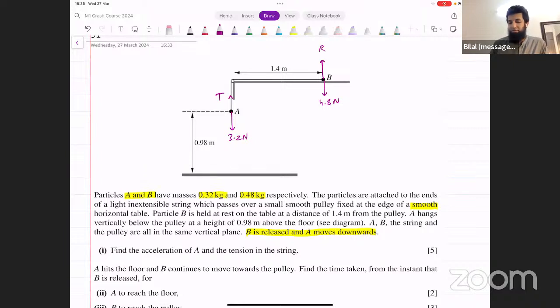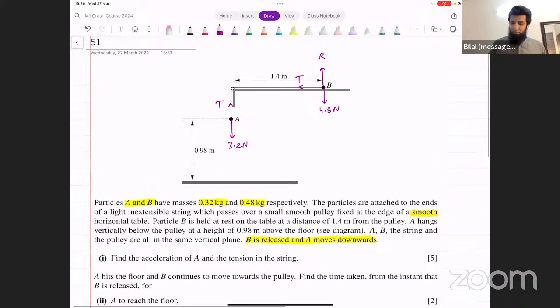That's one of the forces acting. What else? Is there any force acting towards the right side? No. There's a force acting towards the left side, that is tension. Since the surface is smooth, the table is smooth, there's no friction. These are the only forces acting on the particle B. Right? That's pretty much it that we have.